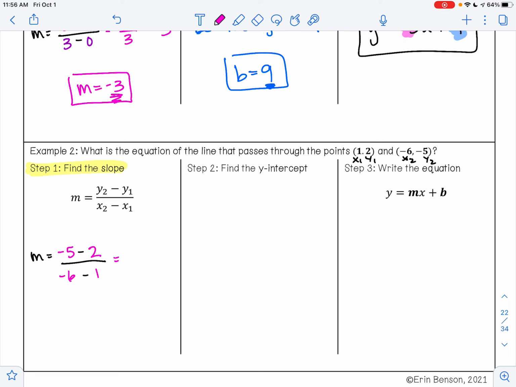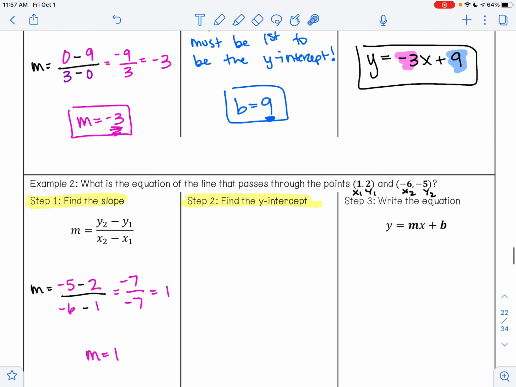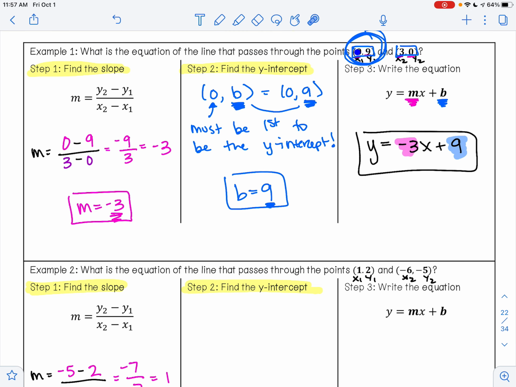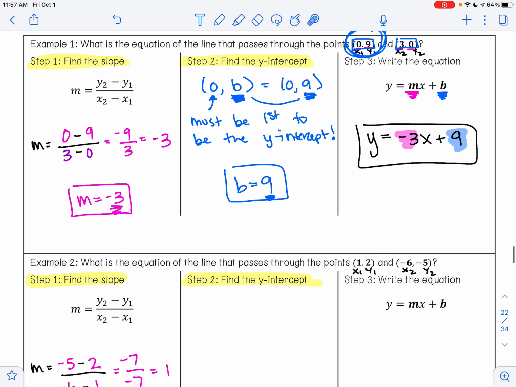Negative 5 minus 2 is negative 7. Negative 6 minus 1 is negative 7. Negative 7 divided by negative 7 is positive 1. So we have found that our slope is 1. Now we are on to step 2. Step 2 is to find the y-intercept. If we look at our ordered pairs, we aren't given 0 and then a number like how we were for this one here. So they did not give us the y-intercept.